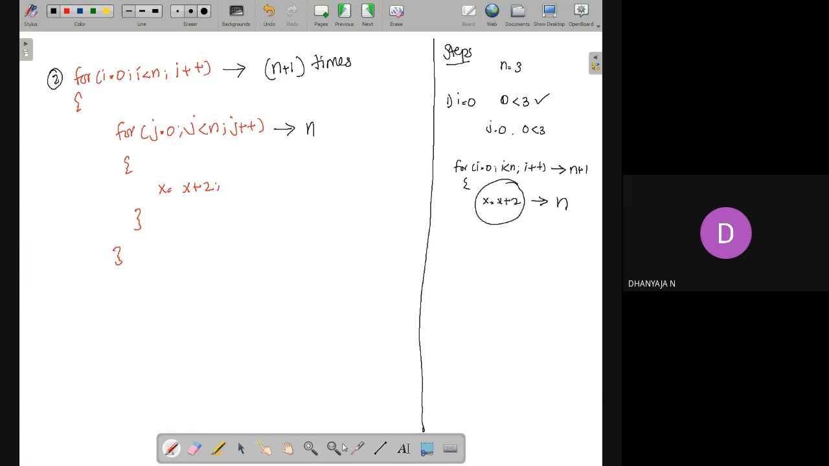Now the next point: this is a for loop, isn't it? A for loop will execute how many times? This for loop is executing n plus 1 times. Similarly, here also this is another for loop with looping variable j. This loop will also execute n plus 1 times. So I can say n times of this for loop and n plus 1 times of this for loop. Together it will work n into n plus 1 times. Are you agreeing with that?